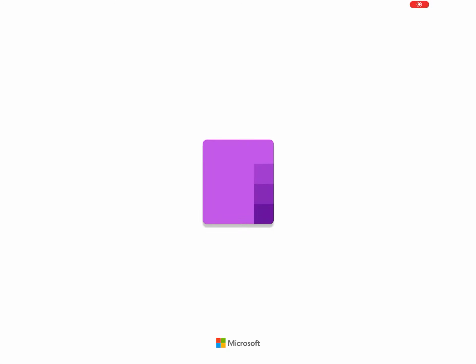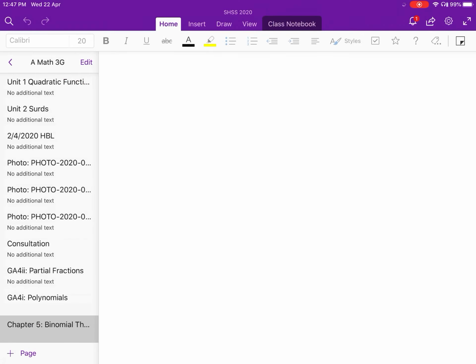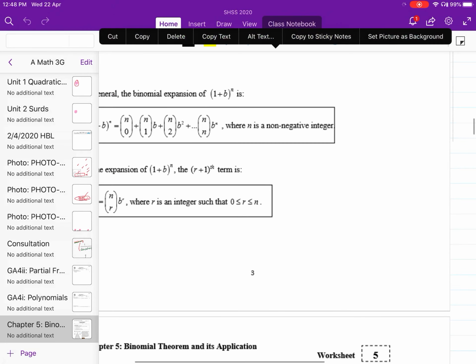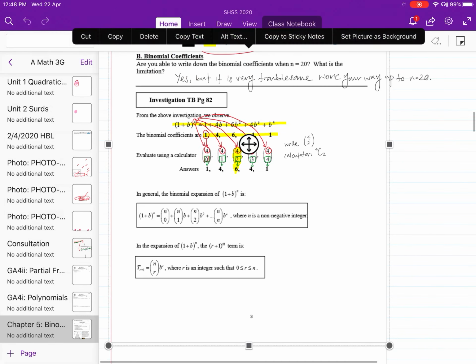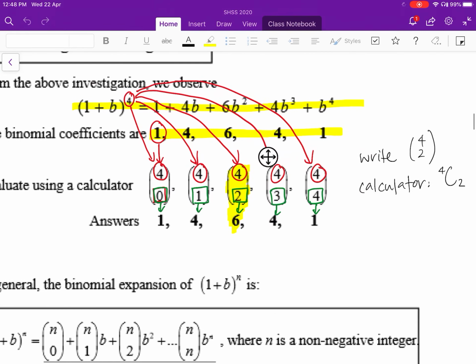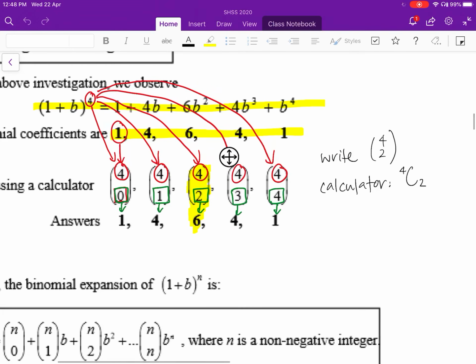So you see, if I want the Pascal triangle of 20, I can easily write it out, because I can just use the calculator to press 20C0, 20C1, 20C2, and so on. It wouldn't be a problem. Just now we pressed 4C2, we got 6. So we are able to use the calculator.